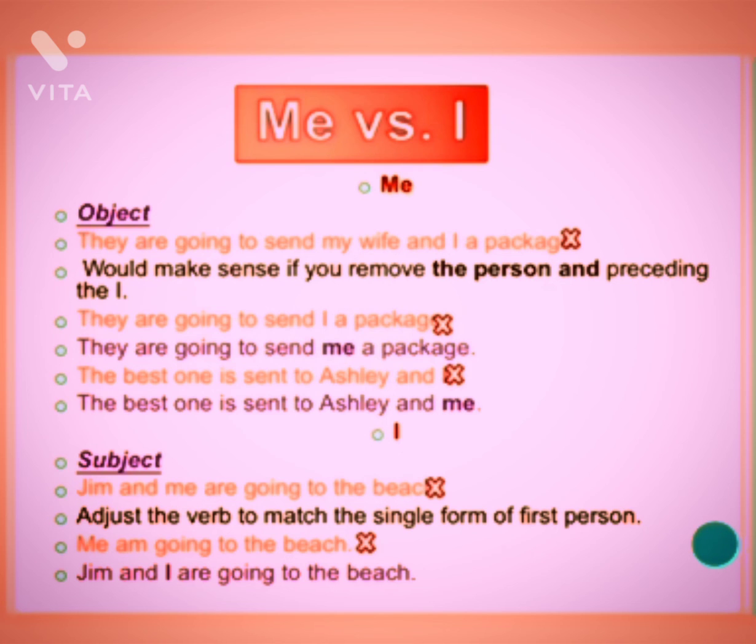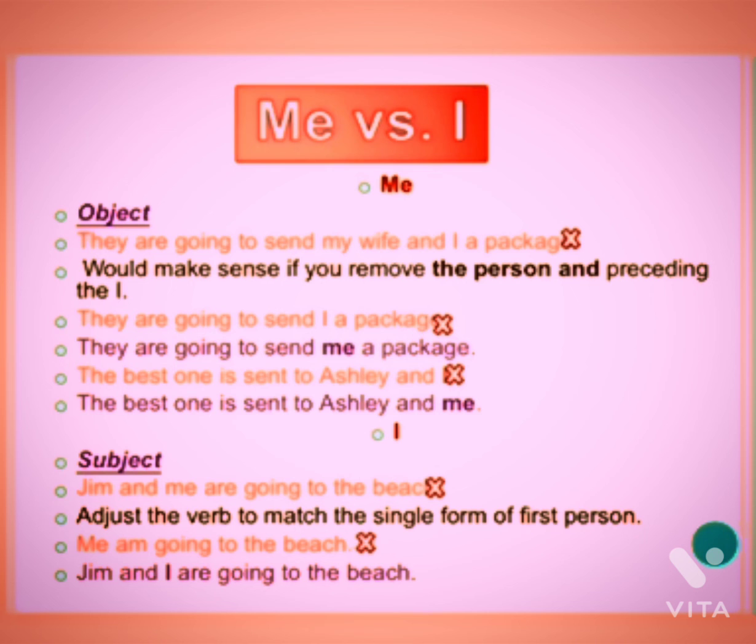Me versus I. It's also a very common mistake, where to use me and where to use I. Me is an object. They are going to send my wife and I a package. Is it correct or wrong? It is wrong. And why is it wrong? Because it would make sense if you remove the other person and the I.